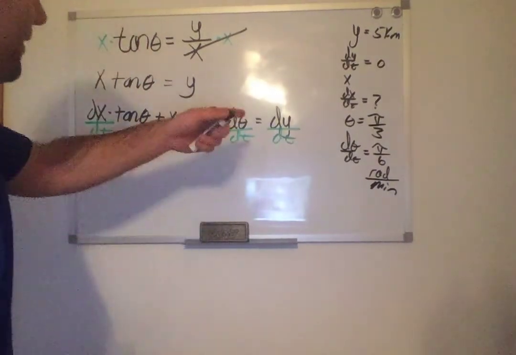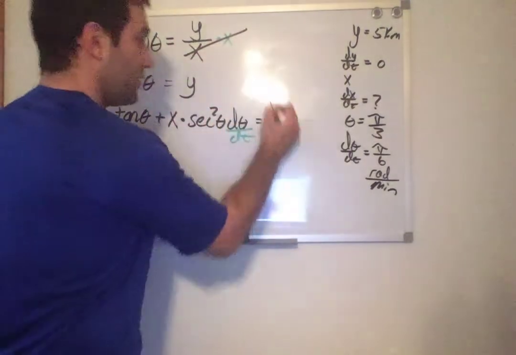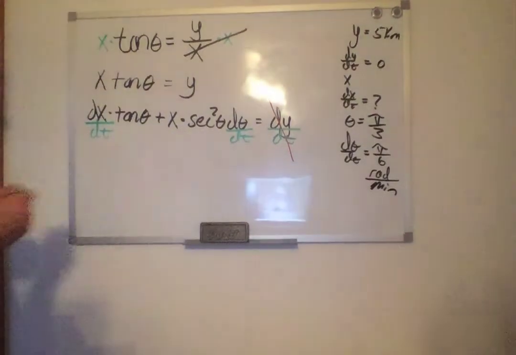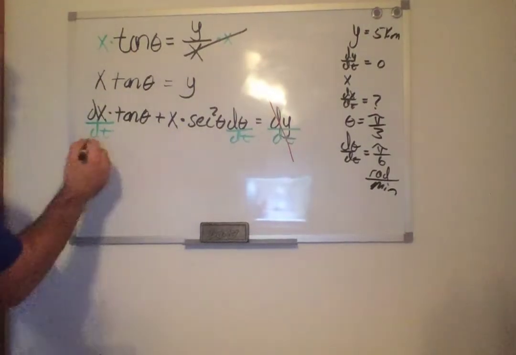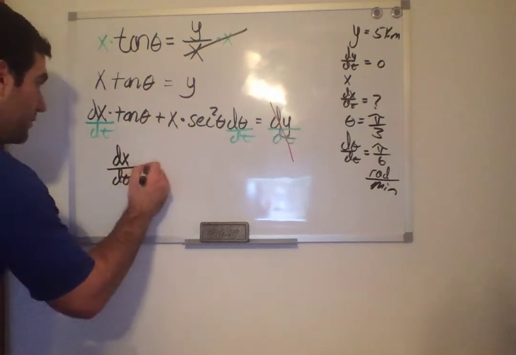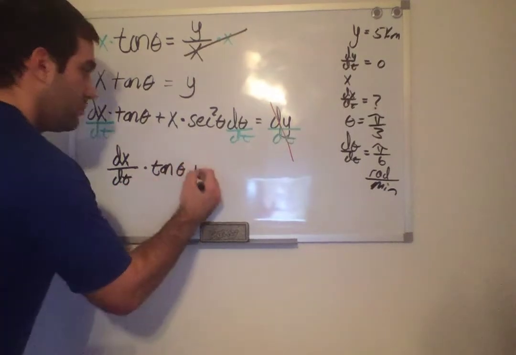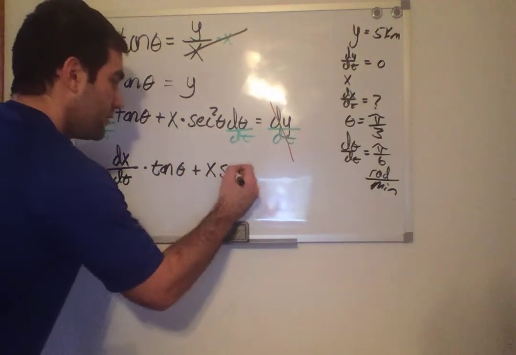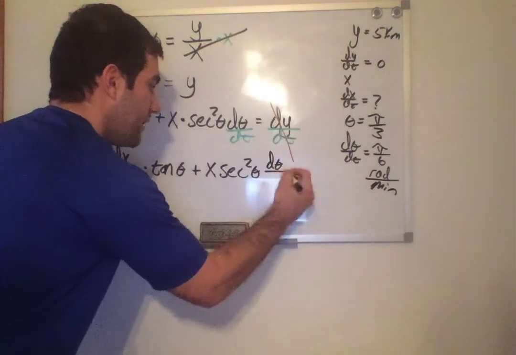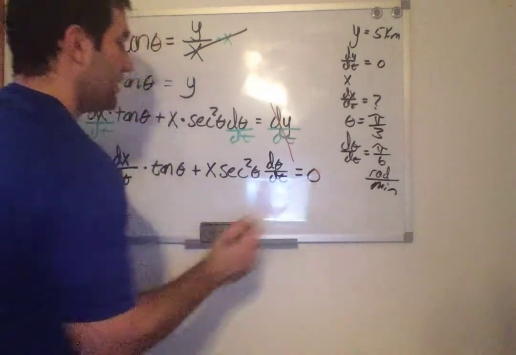Now, over on this right side, we know dy/dt is equal to 0, so that just goes away. So let me rewrite our resulting equation. We've got dx/dt times tangent of theta plus x secant squared of theta d theta/dt equals 0.